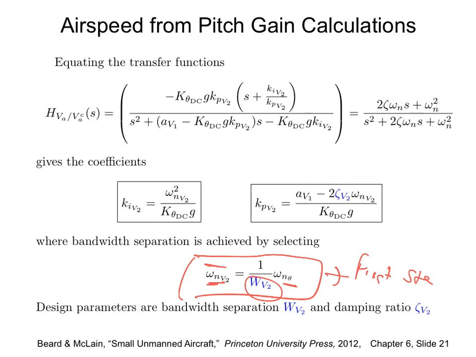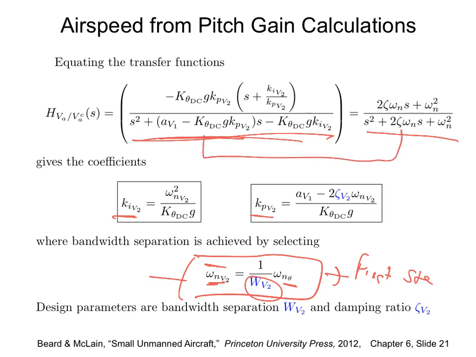And once we have this, we can compute the ki v2 and kp v2, just comparing coefficients of this and this equation. So s squared with s squared, this with this, and this with this. So that's what we are doing here. We are comparing coefficients here.